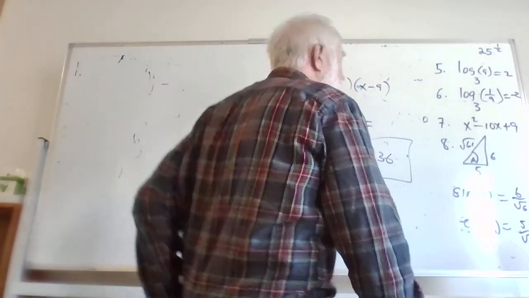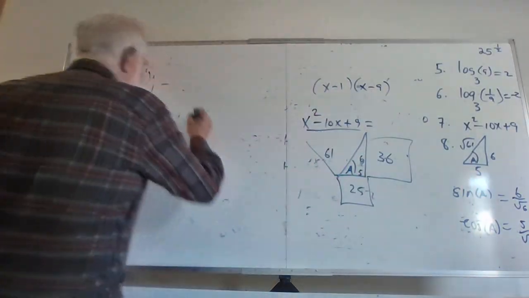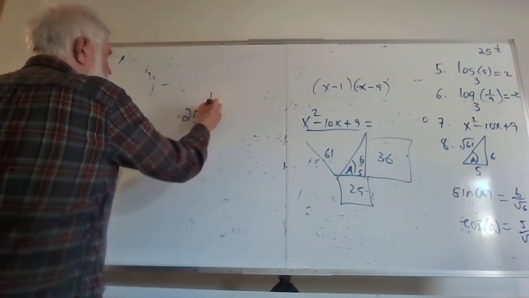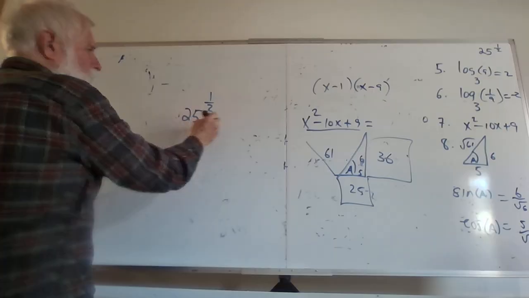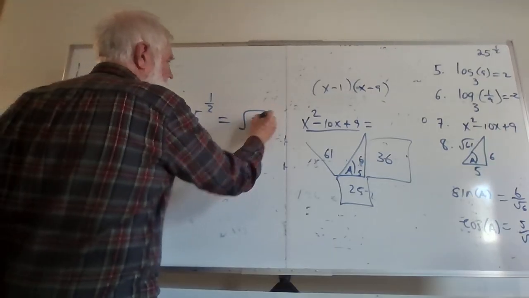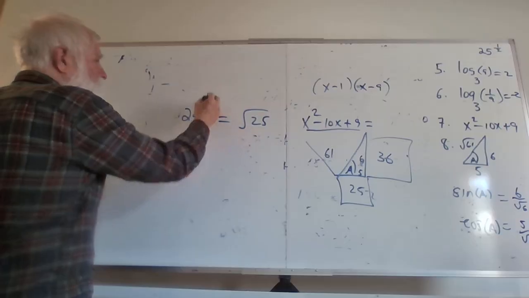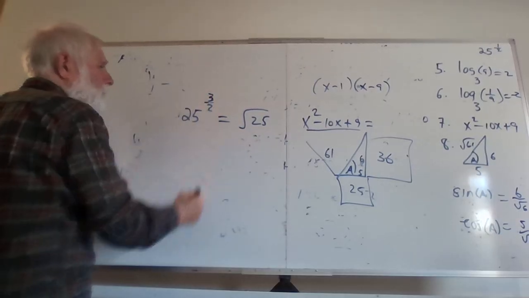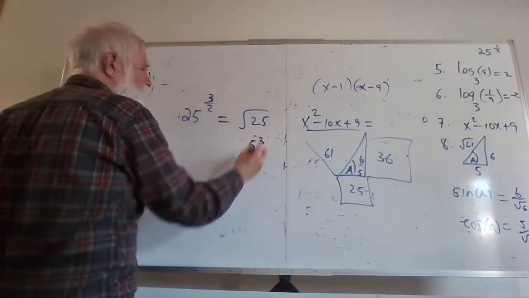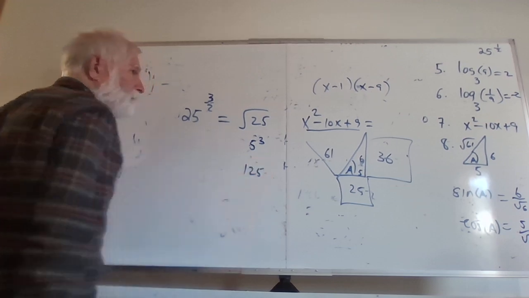I'll do one last log. First thing I'll do is, math is a language. What's that asking you to do? Take the square root of 25. Now what's it asking you to do? After you take the square root of 25, cube it. Square root of 25 is 5. If I cube it, I get 125.